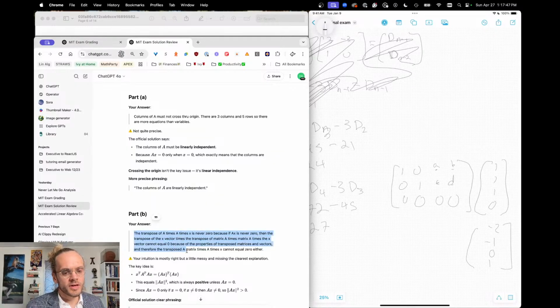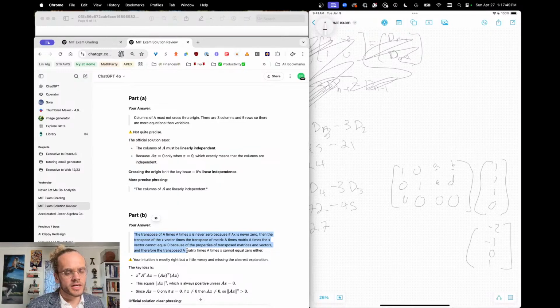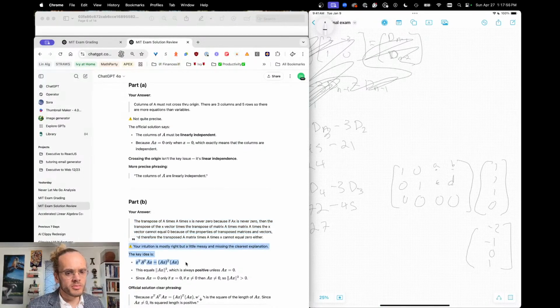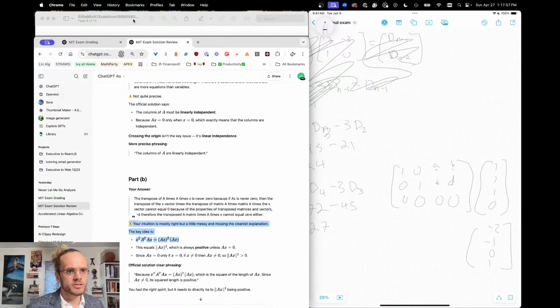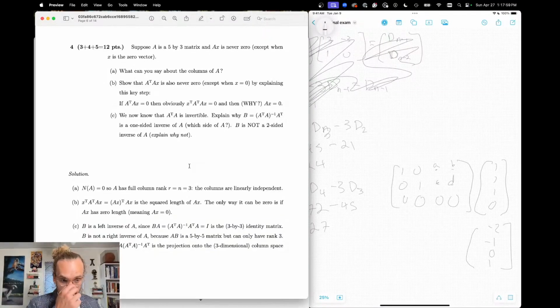The transpose of A times A is never 0 because AX is never 0. Then the transpose of the vector times the transpose of matrix A times matrix A times... Your intuition is mostly right, but a little messy. The key idea, so I should read what they say here. This is the squared length of AX. The only way it can be 0 is if AX has 0 length. Yeah, that's kind of a simpler solution.